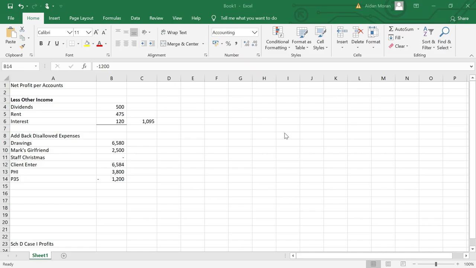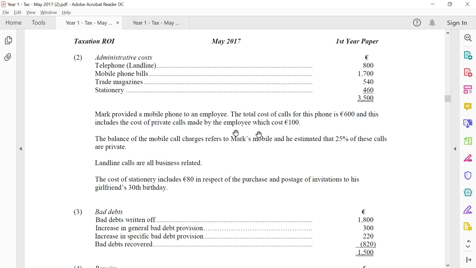So employee mobile, I'm just going to say it's nothing. I don't have an issue. Not going to add it back. If it was Mark's personal calls, absolutely 100% add it back. But because it's his staff's calls, because it's incurred by a staff member, that's okay.